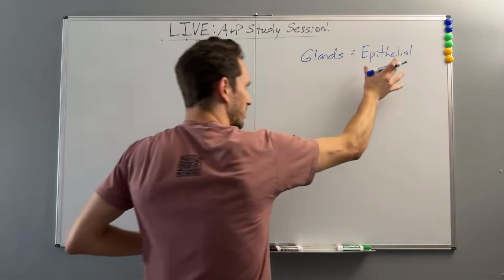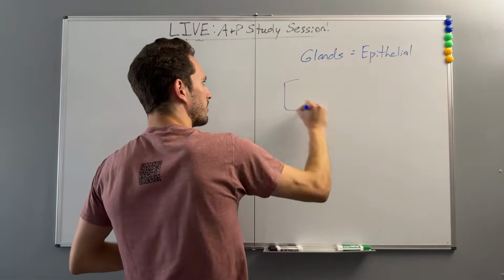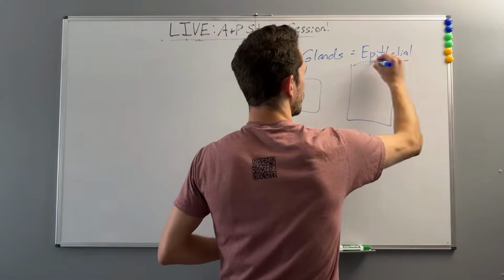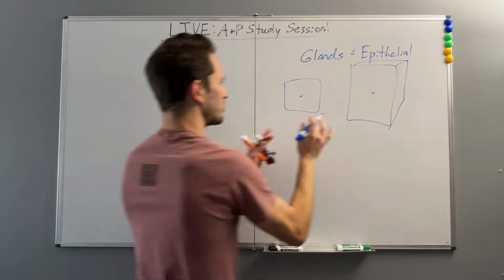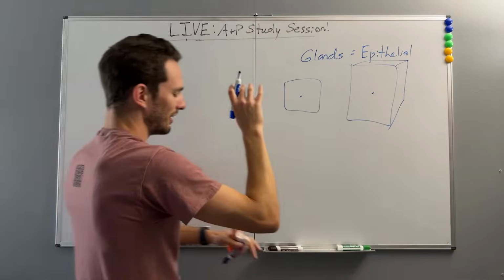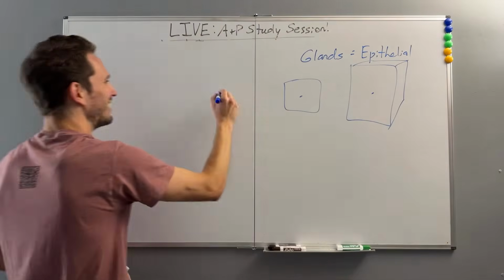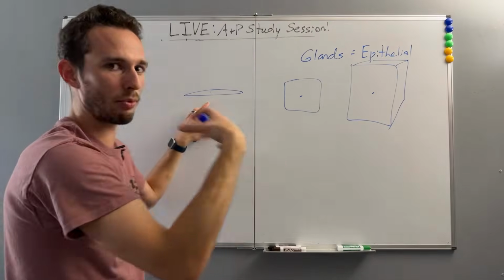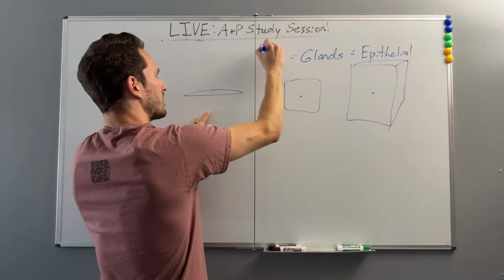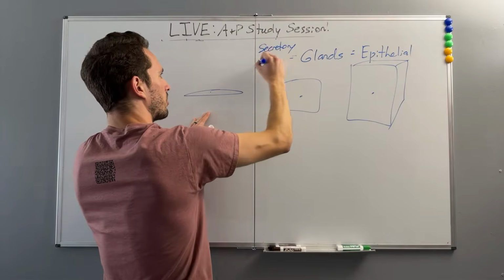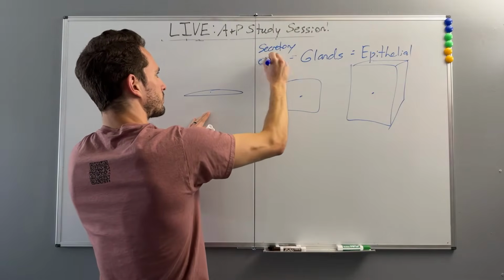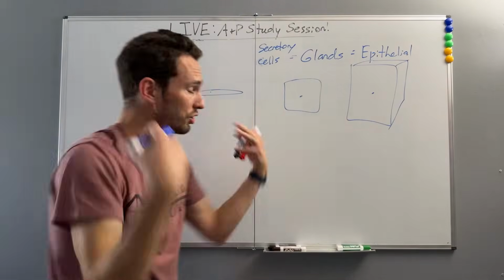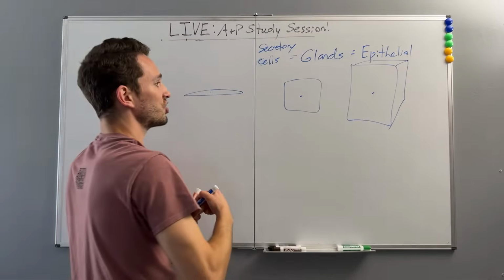So glands are always epithelial tissue, but they're always going to be either cuboidal or columnar or pseudostratified columnar. So they're always going to be these sizes. They are never, okay, 99% of the time, they are never going to be squamous. Why? Imagine the space this cell has to make a product. Glands are basically secretory cells, right? A secretory cell just means we're secreting some sort of product. We're producing a product inside the cell and we're going to spew it out.